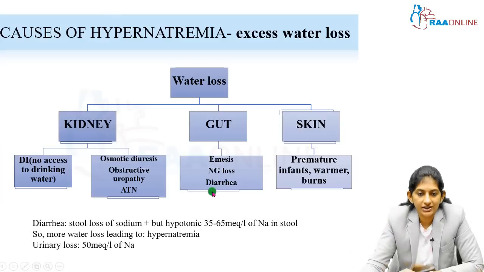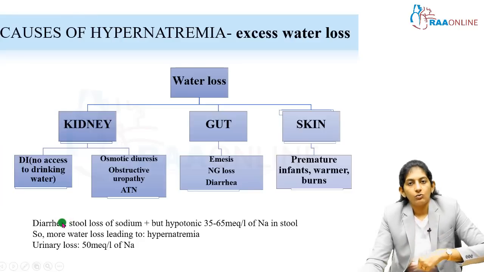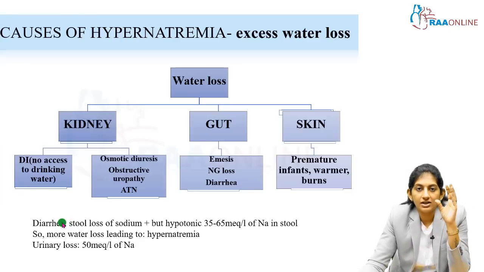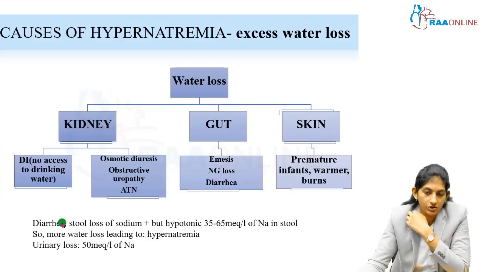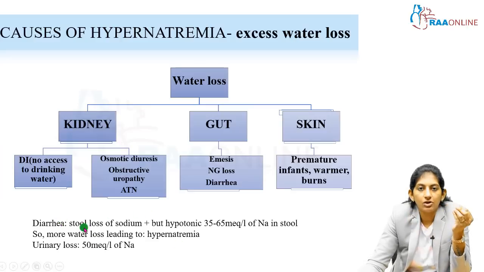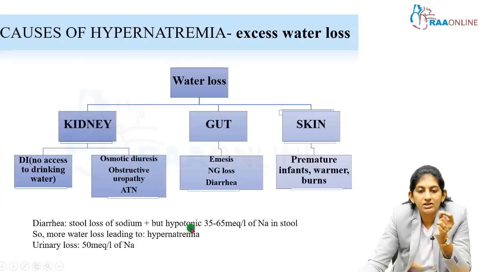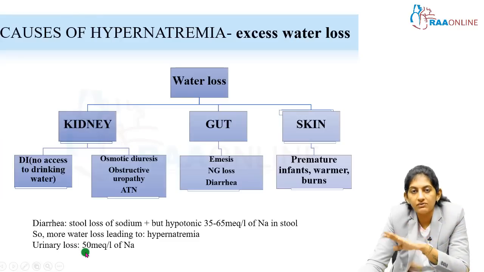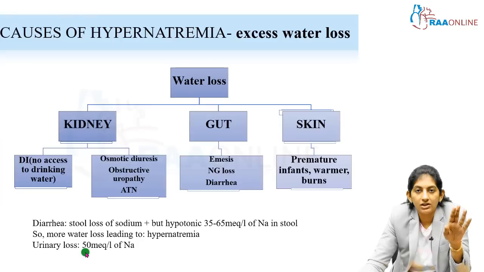So this is what I just told you. Even in diarrhea or vomiting, there is loss of fluid, not just fluid. Sodium is also getting lost. But look at the fluid which is lost, stool fluid loss. It is hypotonic. Only 35 or maximum only 65 milliequivalent of sodium will be present in 1 liter of the stool. So it is hypotonic compared to our serum or plasma, right? And look at the urinary loss, that is also hypotonic. So maximum water will be lost.